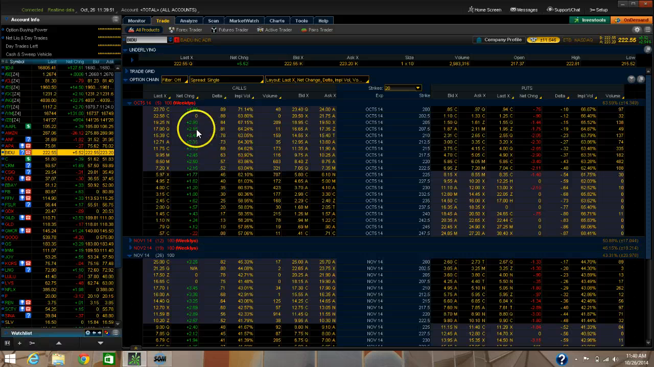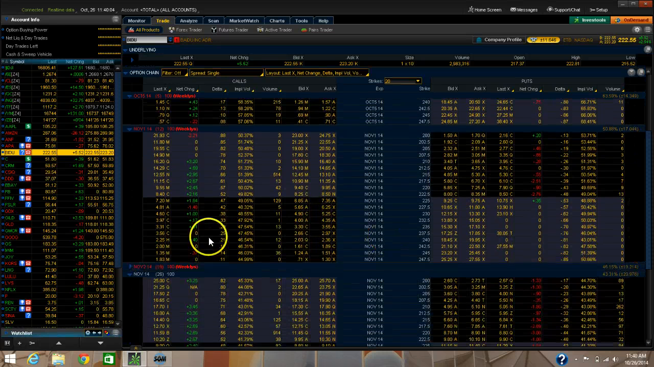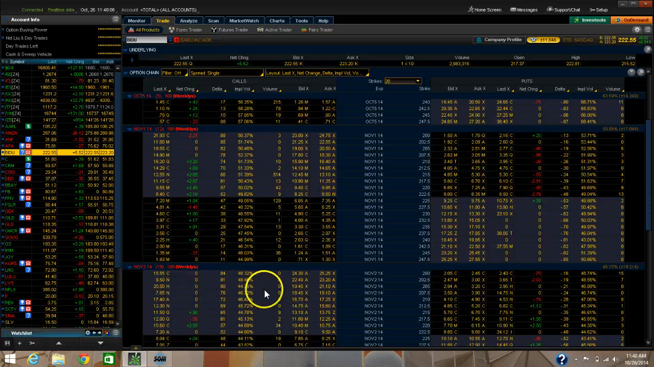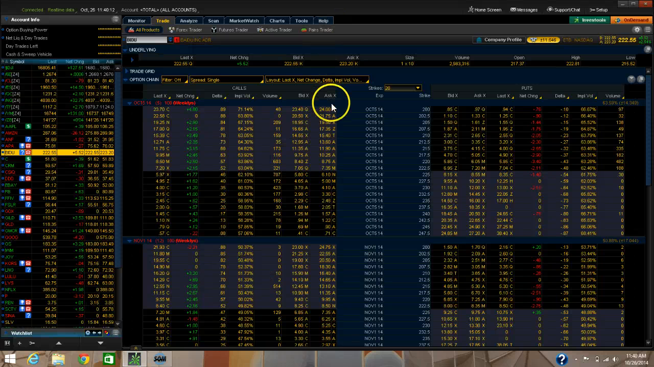How do we know? Well, if we look out 5 days to expiration, we have a 62% volatility. If we look out 12 days, we see it drops to 49. And of course, if we go out 19 days, we will see it drop back into the 40s. So we can pinpoint what's happening right now: there's an announcement this week.